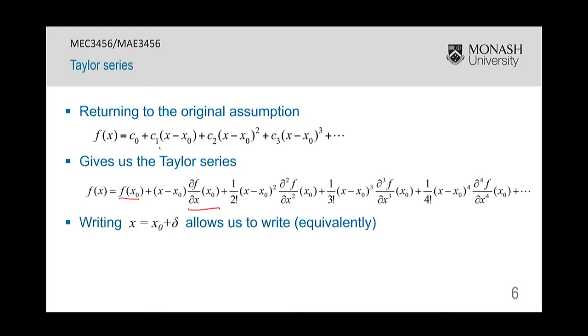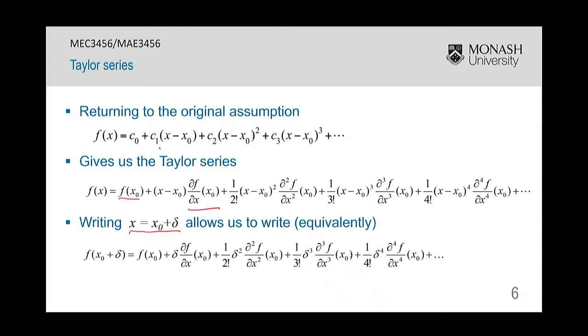Now, more often it's convenient to write x is equal to x0 plus delta, where delta is just some kind of increment in distance. So, just using this expression in our Taylor series in the previous line, gives us that f of x naught plus delta is equal to f of x naught plus delta df dx evaluated at x naught plus the higher order terms.